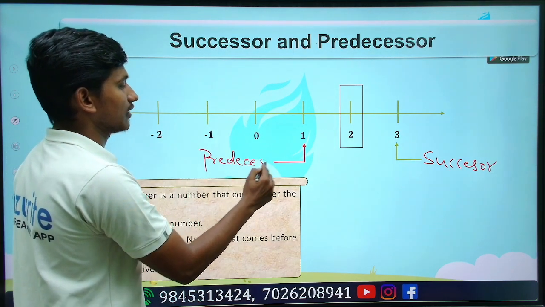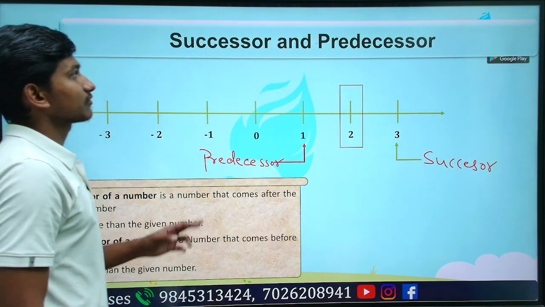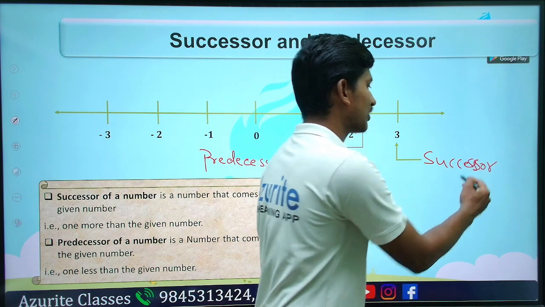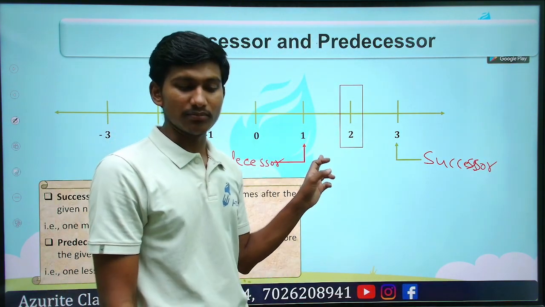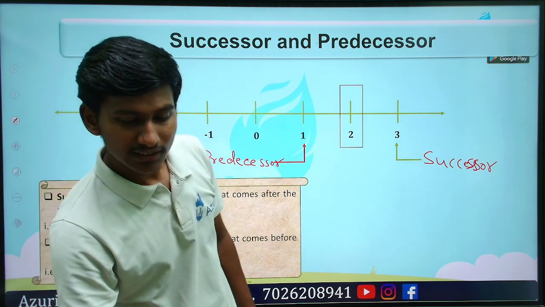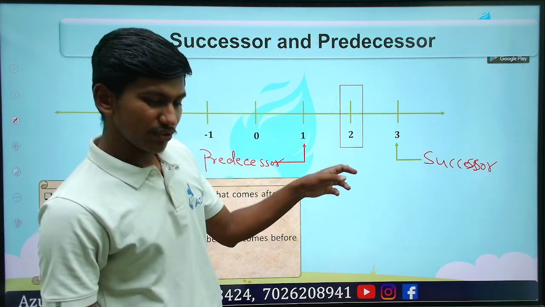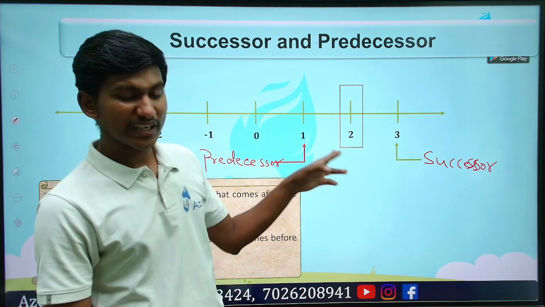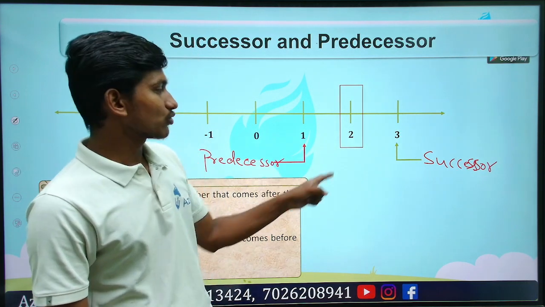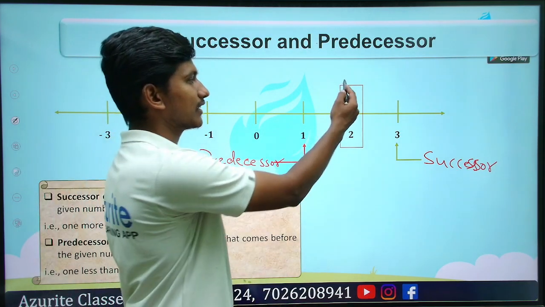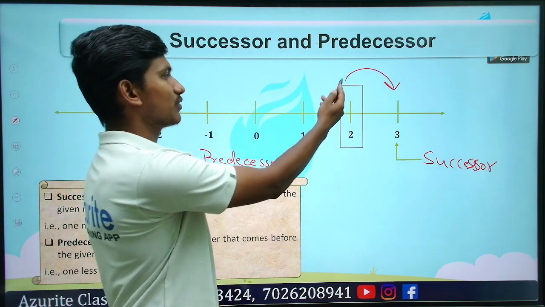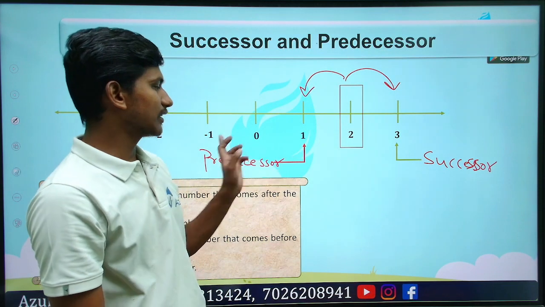Excuse me, sir, I have a doubt. Predecessor should be minus 3, no, sir? No, we are just talking about the previous number. Before 2, what will come? Yes, before 2, 1 will come. So what we are taking is just the one before. Pre means before. Before 2, 1 will come, that is the predecessor. Successor means next, after that. So which will come? That is 3, the successor. So before it is 1, that is the predecessor.